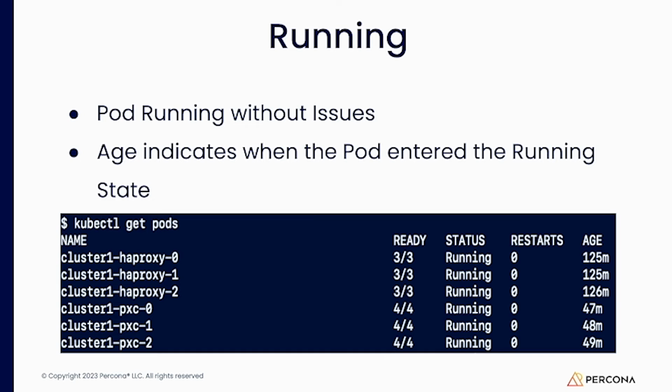This is the first state, which is Running, where there are no issues. You can see the status column there. And the age indicates when the pod entered the running state. You can see there the HAProxy at about 2 hours, and the PXC almost 1 hour. So there aren't issues there, right?